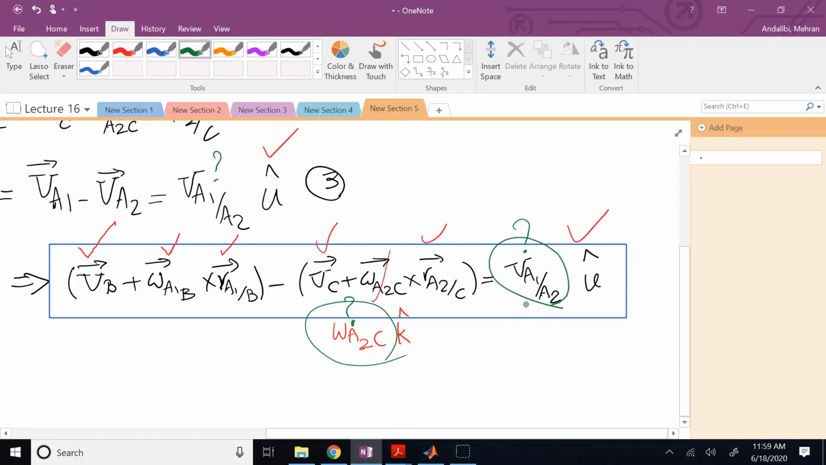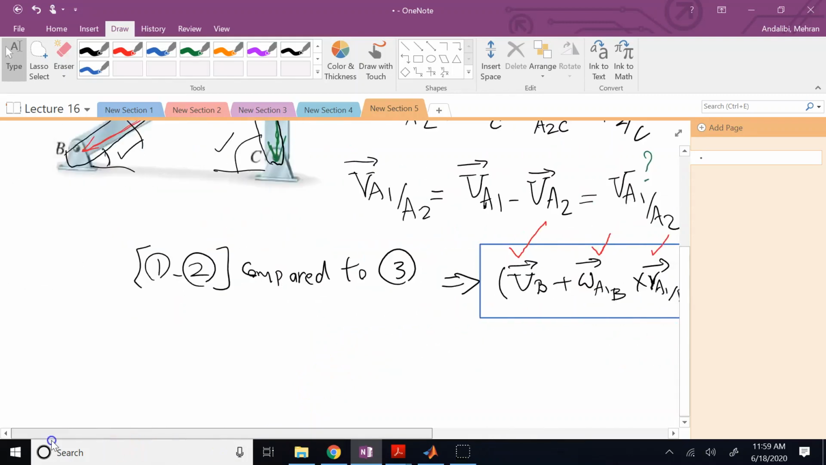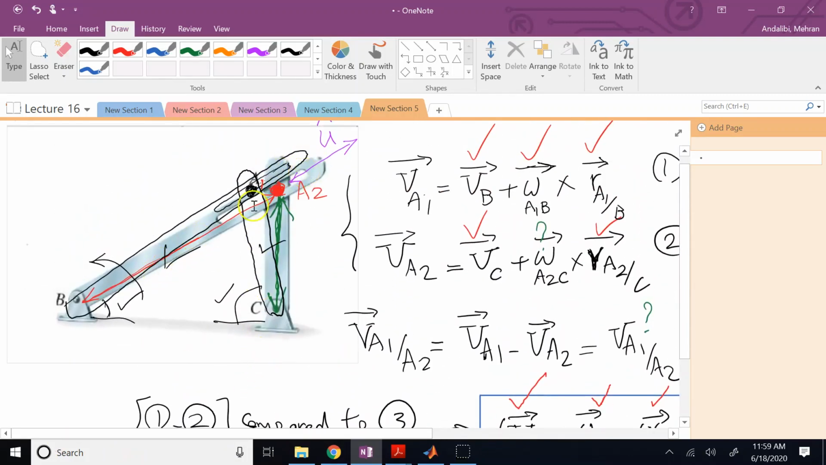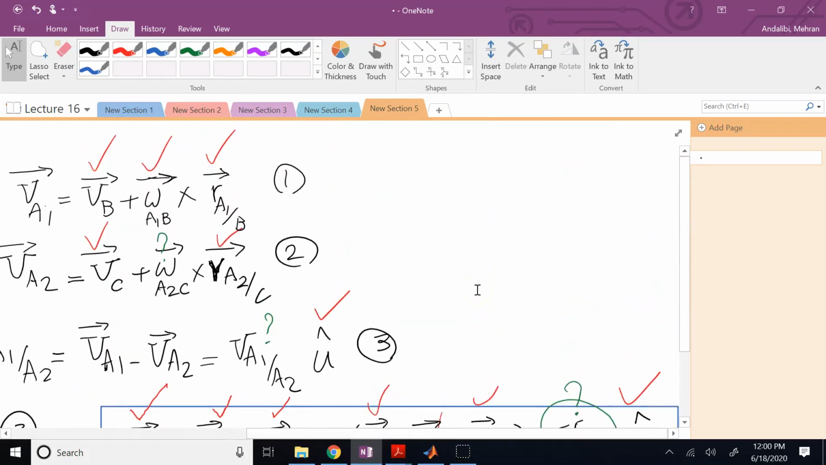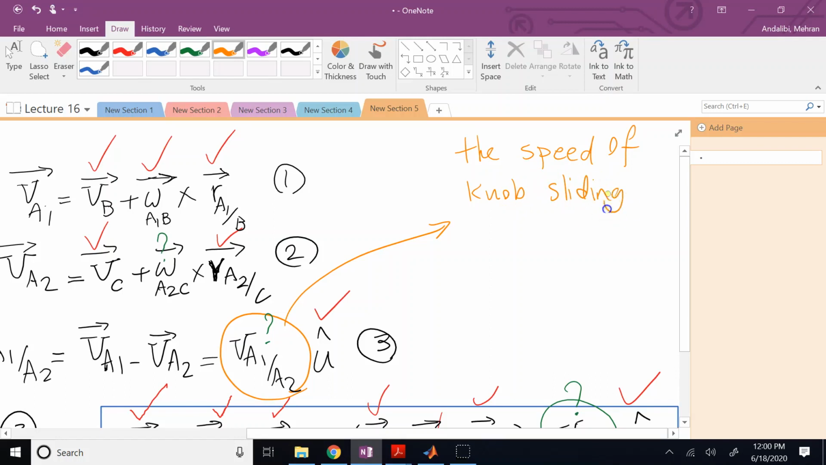So not only can you find how fast, and based on the sign of it, in which direction the right member is spinning, you can also find how fast the knob is moving inside the slot and in which direction. Okay, so what's the meaning of this guy? I write it for you. The meaning of this relative velocity is the speed of the knob sliding in the slot or guide. This is the speed of sliding. I can find that one also, and based on the sign of it, I can say whether it's going up or down.